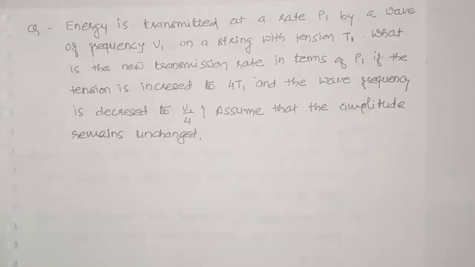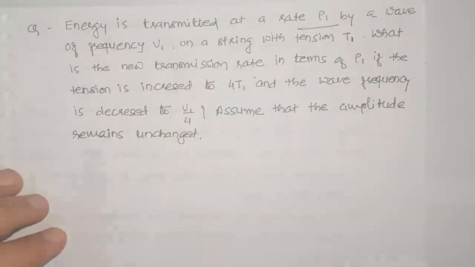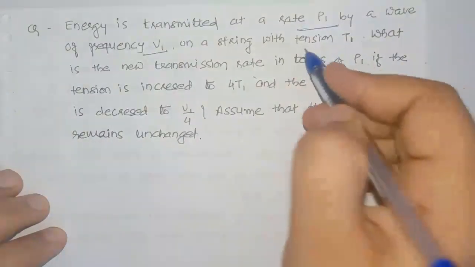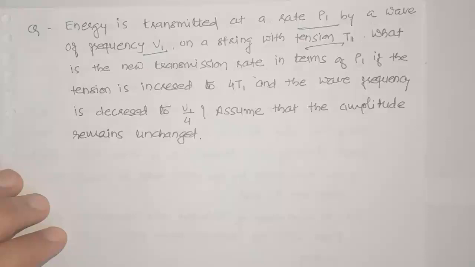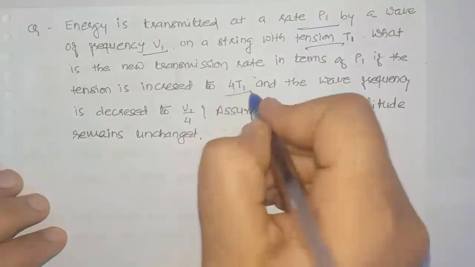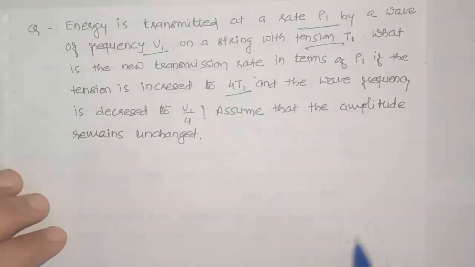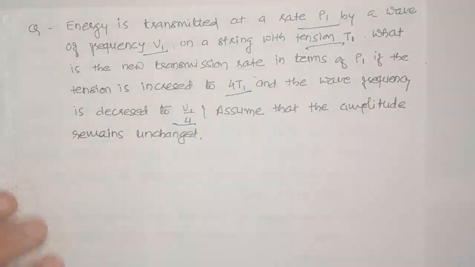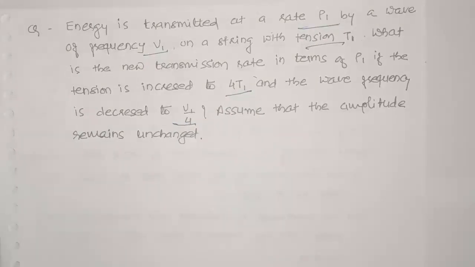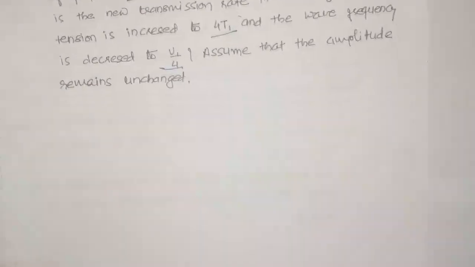Now let us see some examples based on the concepts that we have seen so far. In this example, the energy is transmitted at rate P1 by a wave of frequency nu1 on a string with tension T1. What is the new transmission rate in terms of P1 if the tension is increased to 4T1 and the wave frequency is decreased to nu1 by 4? Here we have to assume that the amplitude does not change.